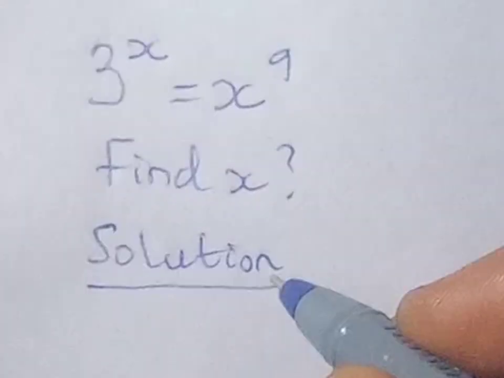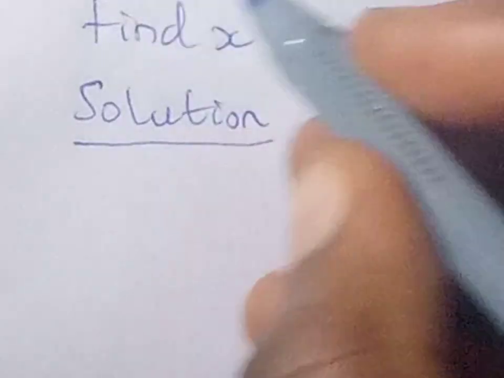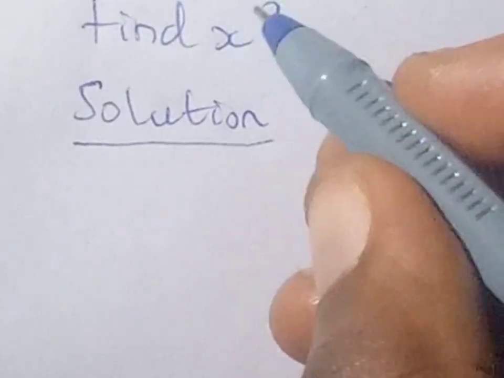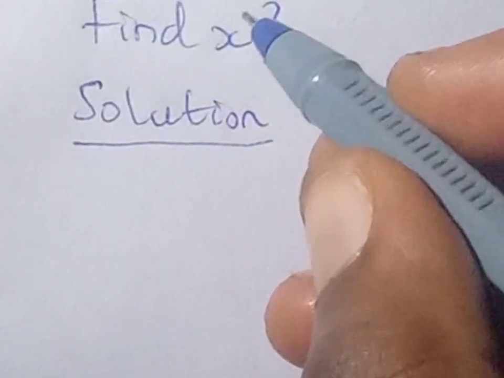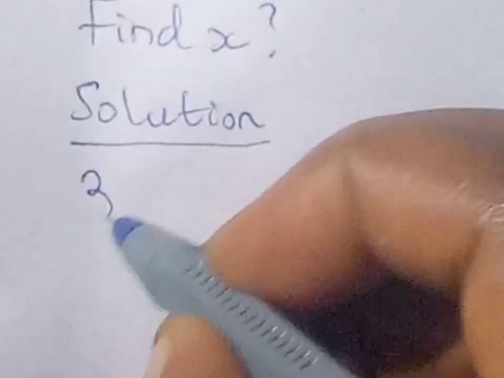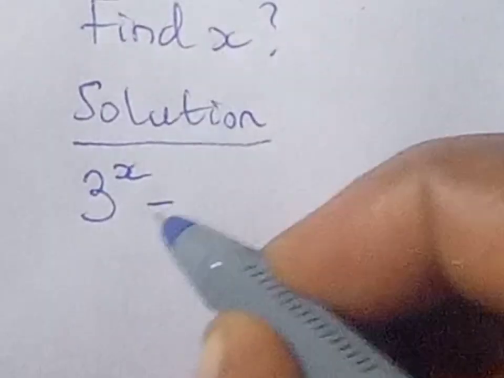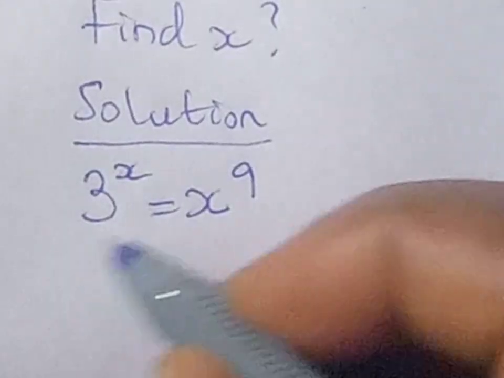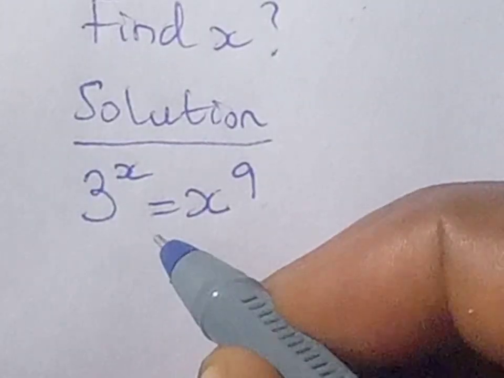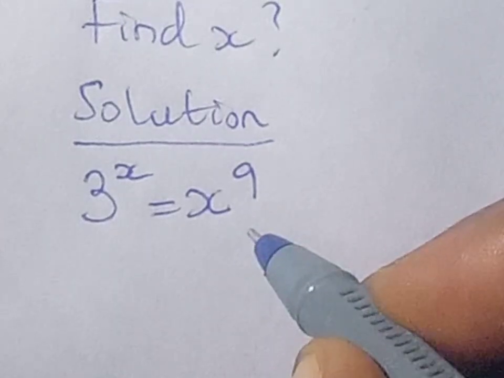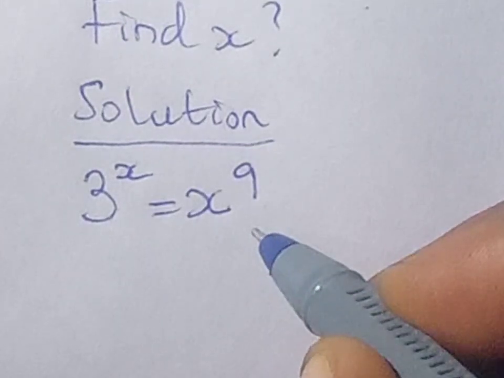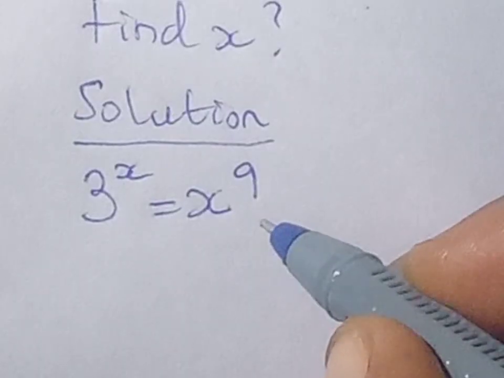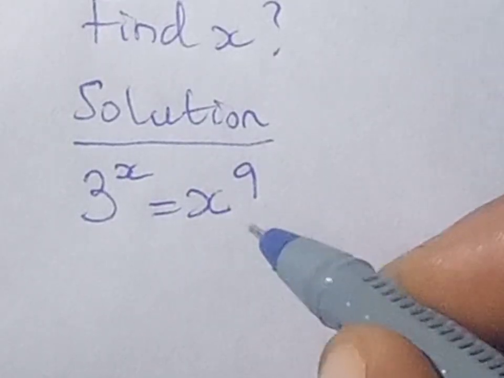As a solution, the first thing is, whenever you see this type of equation, make sure you understand what the equation is all about. The equation says 3 raised to the power of x equals x raised to the power of 9. Note that the left side is an exponential function while the right side is a polynomial power. Now let's test small integer values, starting with simple values.